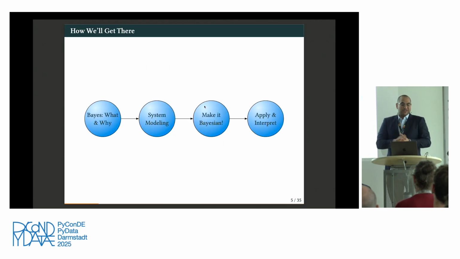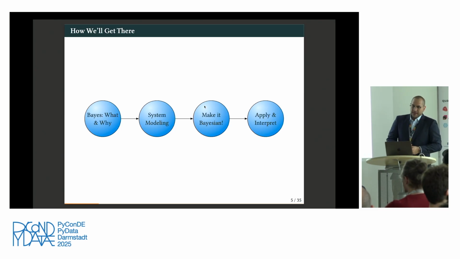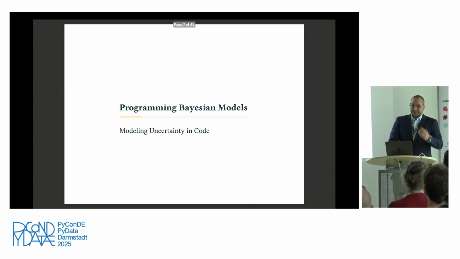The way that we're going to do that today is I'll talk a little bit about Bayesian methods, what the Bayes is. I'll show you an example of how to model a dynamical system and how to make it Bayesian. And finally, how to interpret results that we get from Bayesian analysis and Bayesian methods.